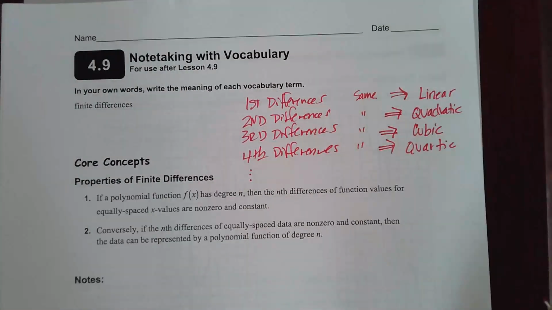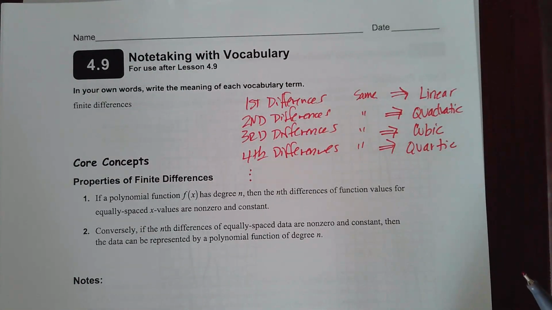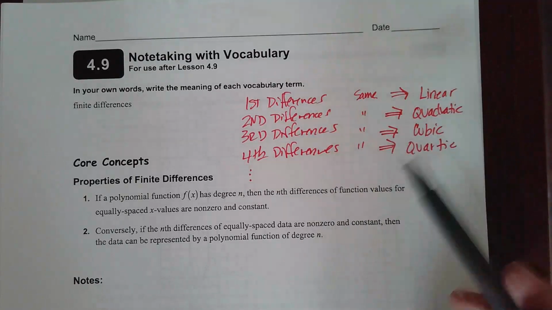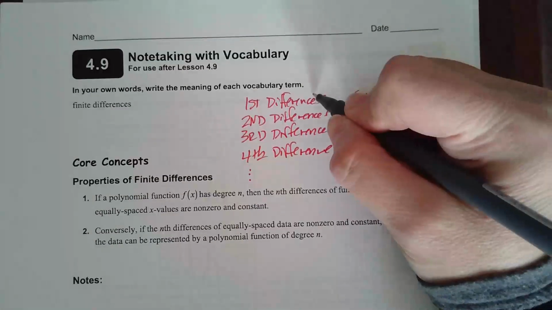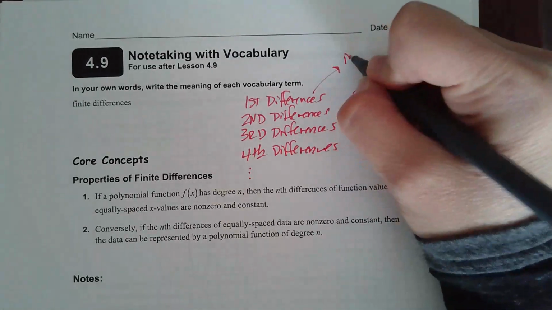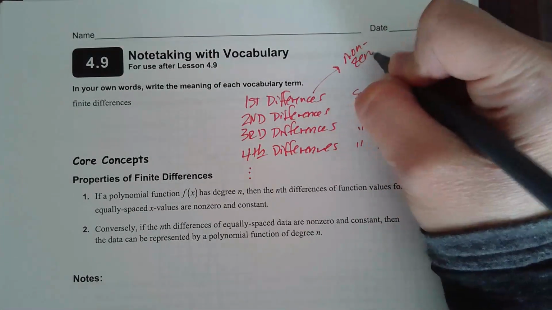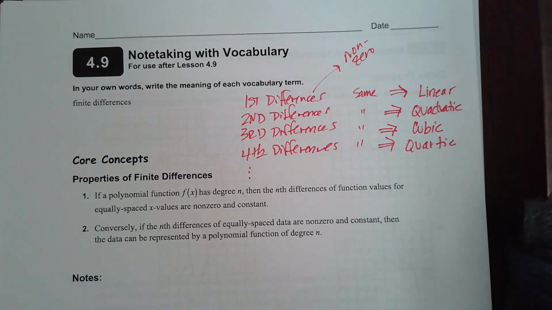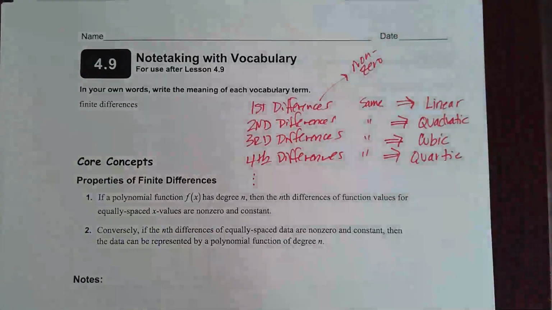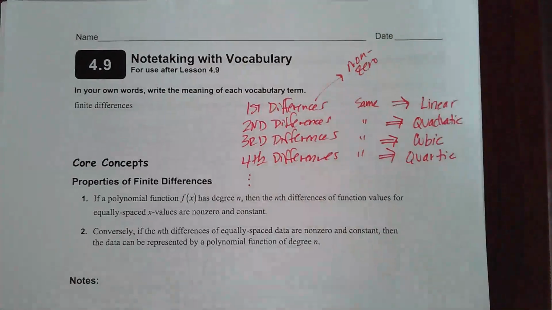So what we're referring to here is they have to be non-zero and the x's have to be equally spaced apart. So in order for this to work, the differences have to be non-zero. In other words, if all the differences are zero, then this pattern doesn't work. The other thing is that your x's have to be equally spaced.